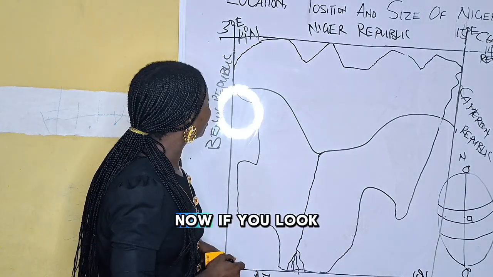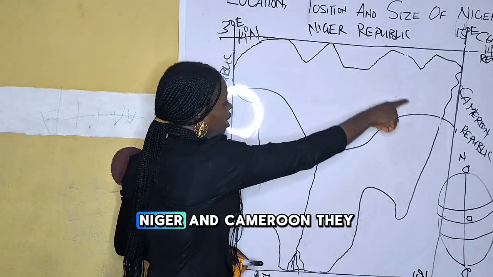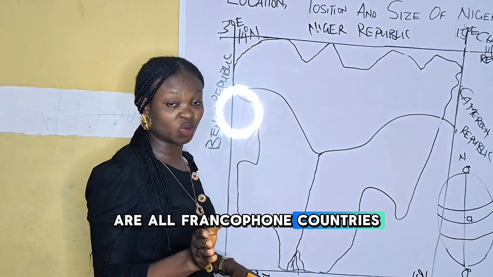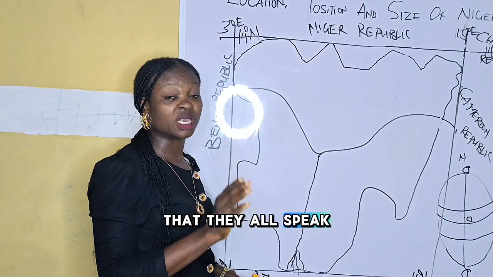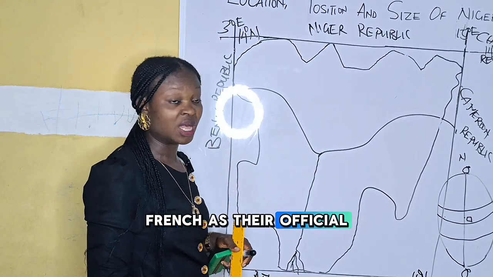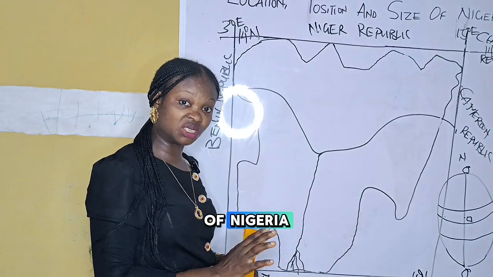Okay. Now, if you look at these countries, Benin, Niger, and Cameroon, they are all francophone countries. What it means is that they all speak French as their official language. So that's for the position of Nigeria.